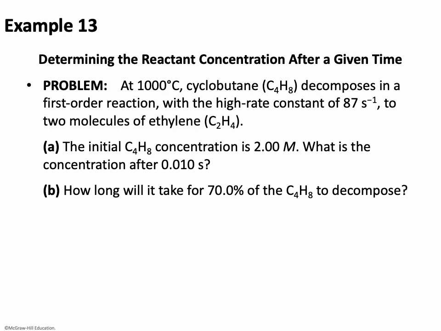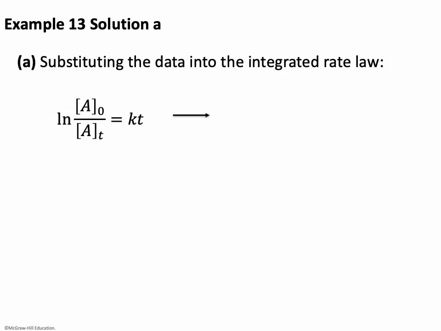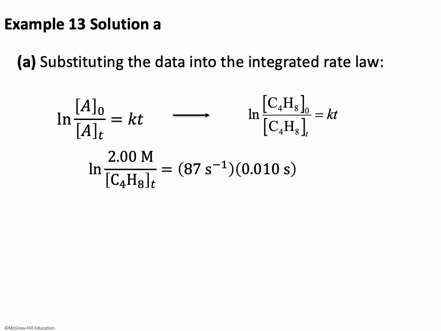For instance, another question: at 1000 degrees Celsius, cyclobutane decomposes in a first order kinetics with the given rate constant, which means K, to 2 molecules of ethylene. The initial C4H8 concentration is this. So this is the initial concentration, A0. What is the concentration after this much time has passed? So that's my t. And the question is asking to solve the concentration at time t. Because this is a first order kinetics, we'll just use the first order rate law and plug everything into the expression and solve for the missing information.